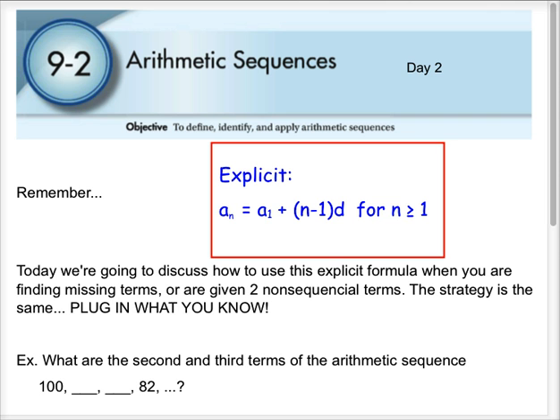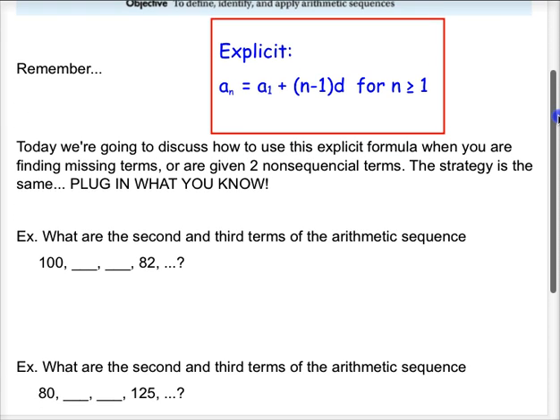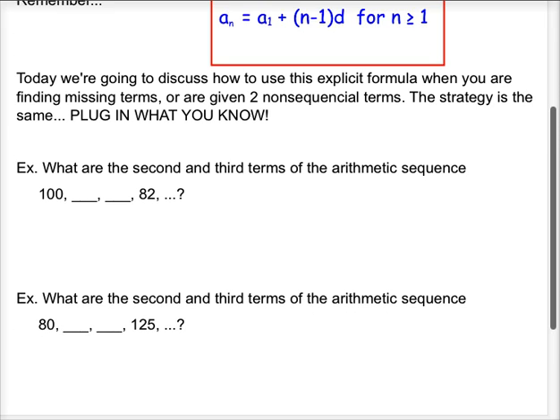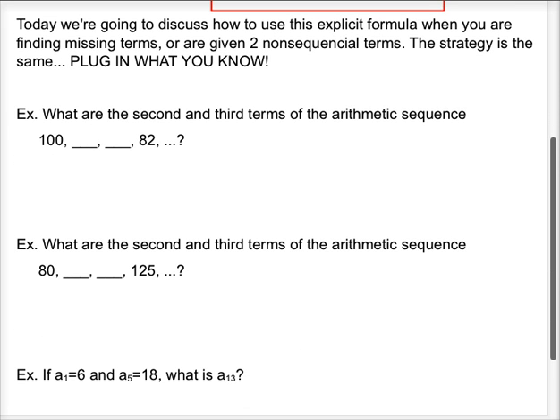So yesterday we talked about how to write these formulas to find a future term. Now that was when we were given sequential terms of the sequence. Now what happens if we're given some terms out of order? Okay, so look at this one. What are the second and third terms of the arithmetic sequence? Well, the problem here is we're not given two terms in a row. That makes it more difficult to find that D, that common difference.